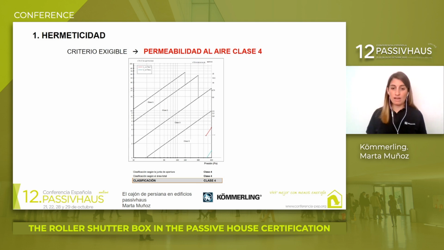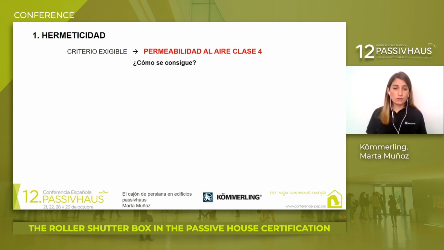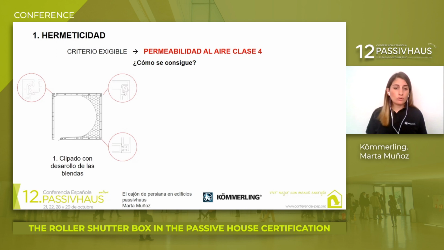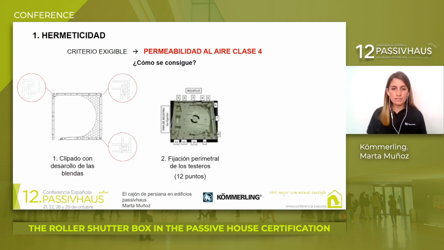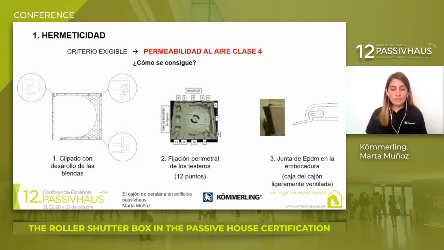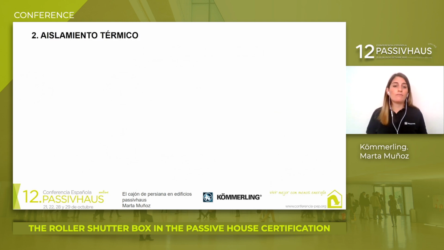First of all, it has to have class 4 air permeability, which is the most important one. How do we achieve this? First of all, developing the product really well so that the clipping of the blends of the shutter box is airtight and we avoid filtration. Secondly, in the two top ends, in the end piece, we carry out a perimetral study. And then something that we don't take into account but which is extremely important: when we have a slat, we have to make sure that they have an EPDM junction so that the space between the shutter box and the slat is smaller, so there's less air circulation in that area.